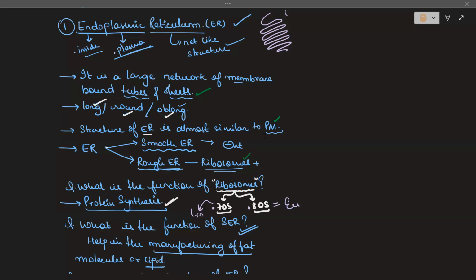Ma'am, what is that after long round L? It is oblong. And what is the meaning of oblong? It is like an elongated structure. Okay.